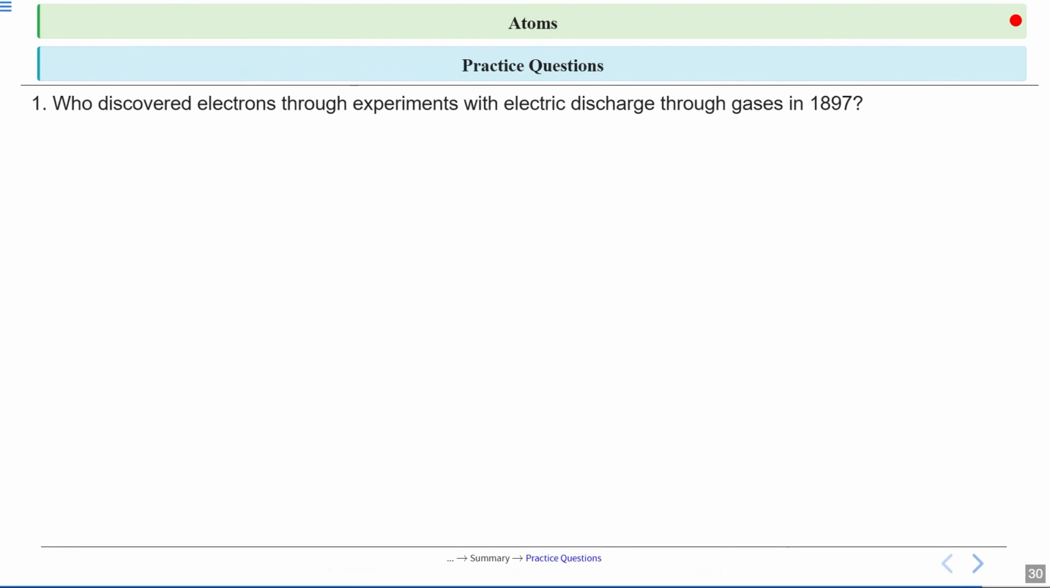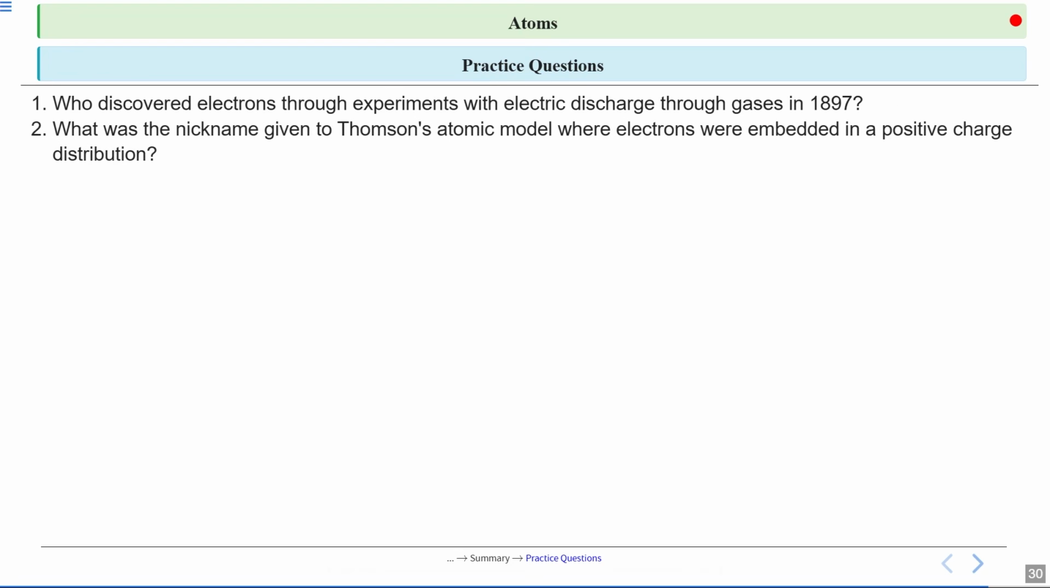Now let's see some practice questions based on today's lecture. Okay, so in 1897, scientists used experiments with electric discharge through gases to uncover the existence of electron. Okay, so who discovered the electron through these experiments? So what was the nickname given to Thomson's atomic model where electrons were embedded in a positive charge distribution?